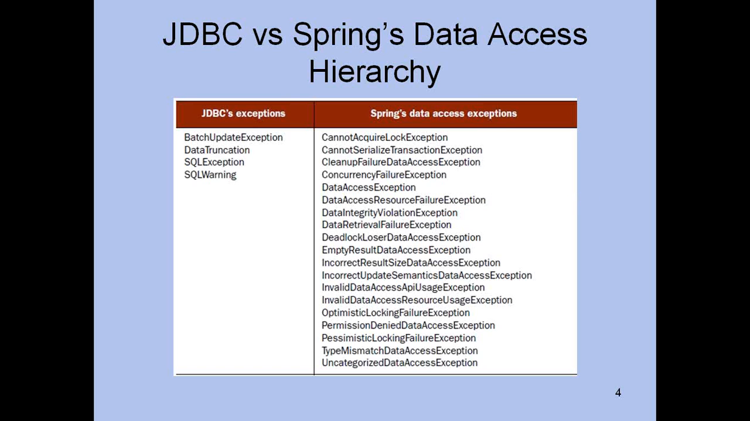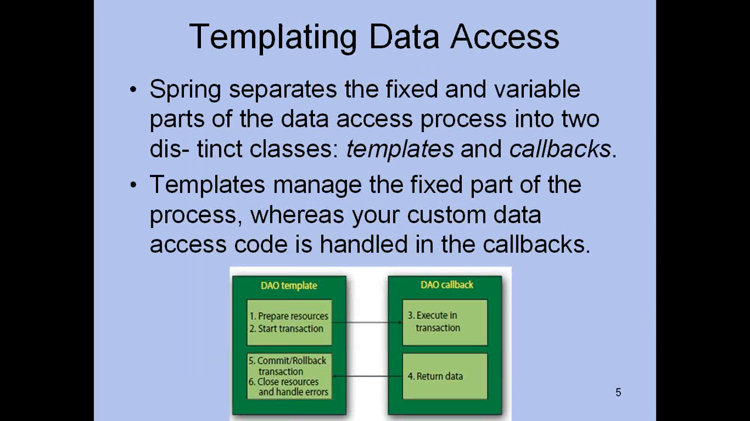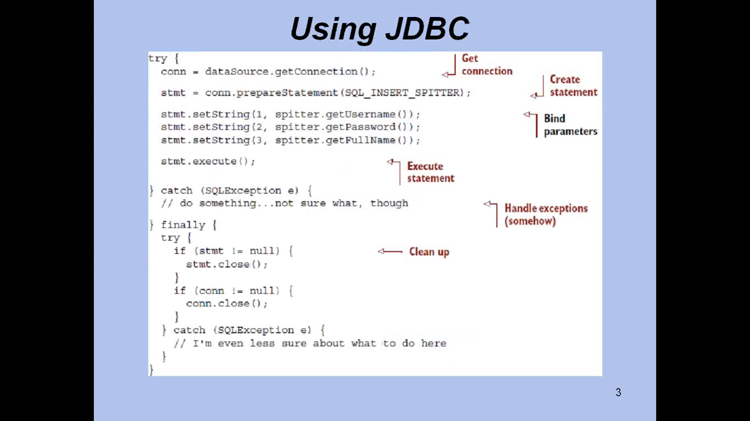Okay, so that is Spring's data access hierarchy, and the important exception over here is, look here, DataAccessException, these kinds of exceptions. So that is about the exception handling in the entire JDBC code.